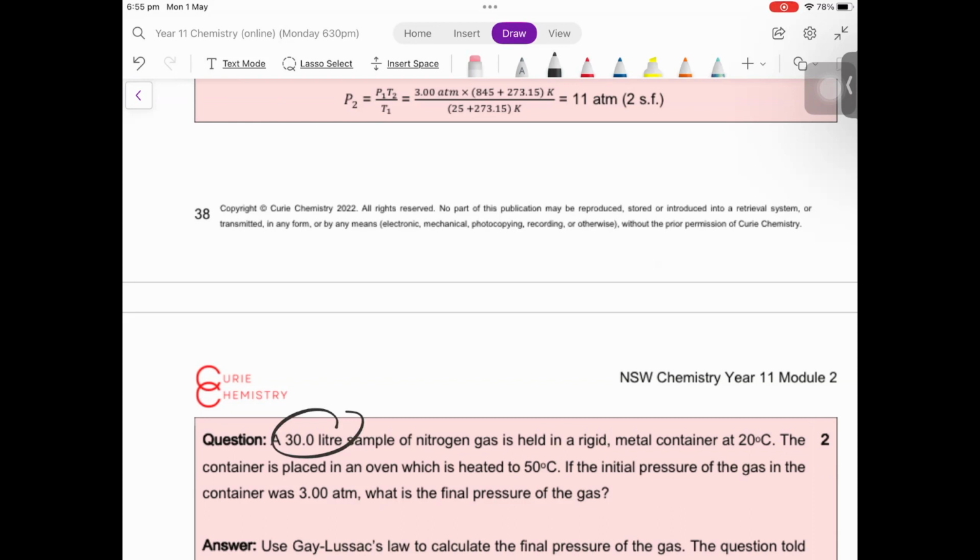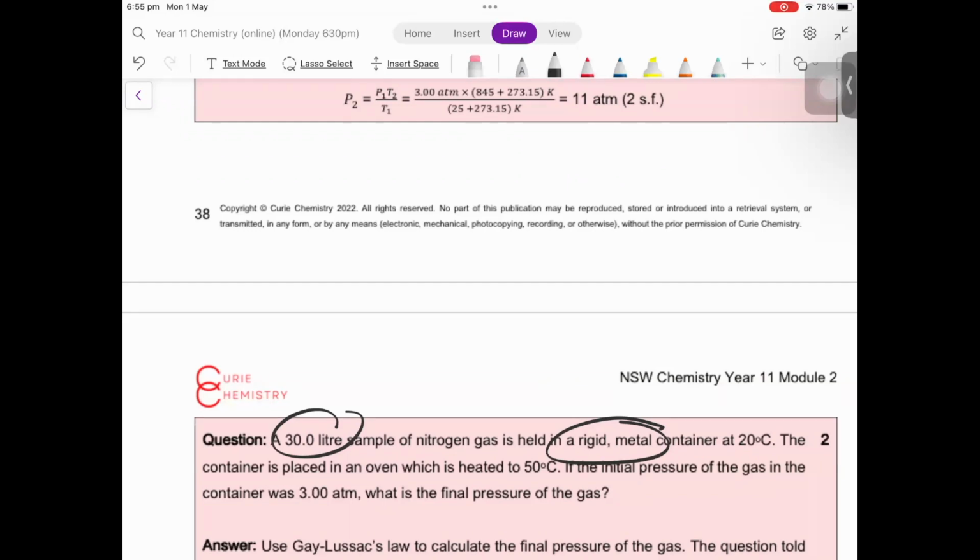And another important thing to keep in mind is that they tell you that it's a rigid metal container. So they either have to tell you that it's at constant volume. If they don't say it's at constant volume, you can make the assumption. However, it would be reinforcing for them to let you know that the container they put it in doesn't move. So rigid means it doesn't move, which means the volume can't change.